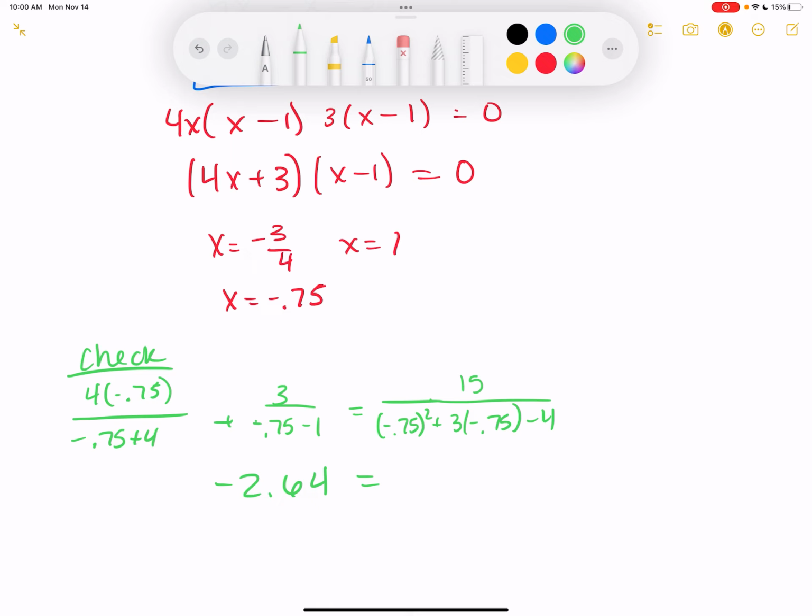I'm trying something. And then 15. All right, I got the same thing on both sides. Wait, I did not get the same thing. How did I not get the same thing on both sides? So you just plug the right side into your calculator.